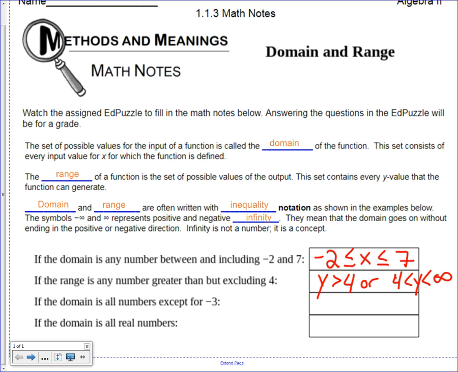If the domain is all numbers except for -3, we would write that x is not equal to -3. And if the domain is all real numbers, using an inequality, we would write negative infinity is less than or equal to x, which is less than or equal to positive infinity.